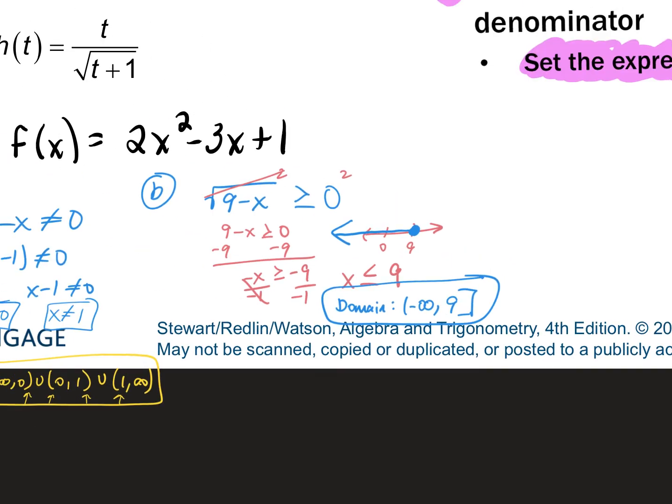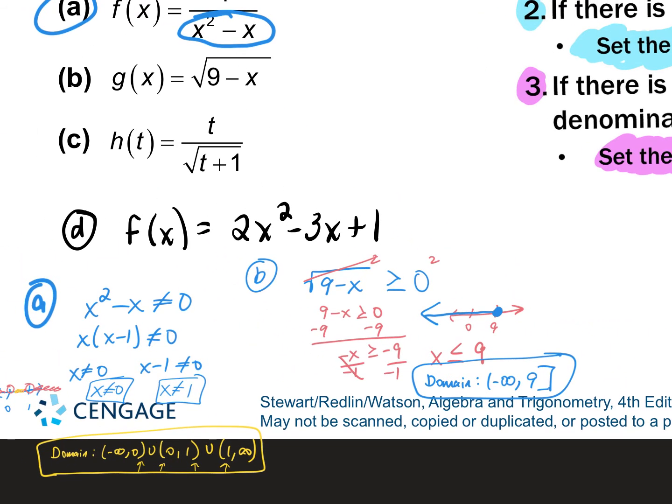Our original, right here, I just don't want what's underneath the square root to be less than 0, right? So plug in a number to the left of 9. Plug in negative 1. What's 9 minus negative 1? 10. Square root of 10. Is that a positive number? We're good. Okay. Plug in 0. What's 9 minus 0? 9. Square root of 9 is 3.